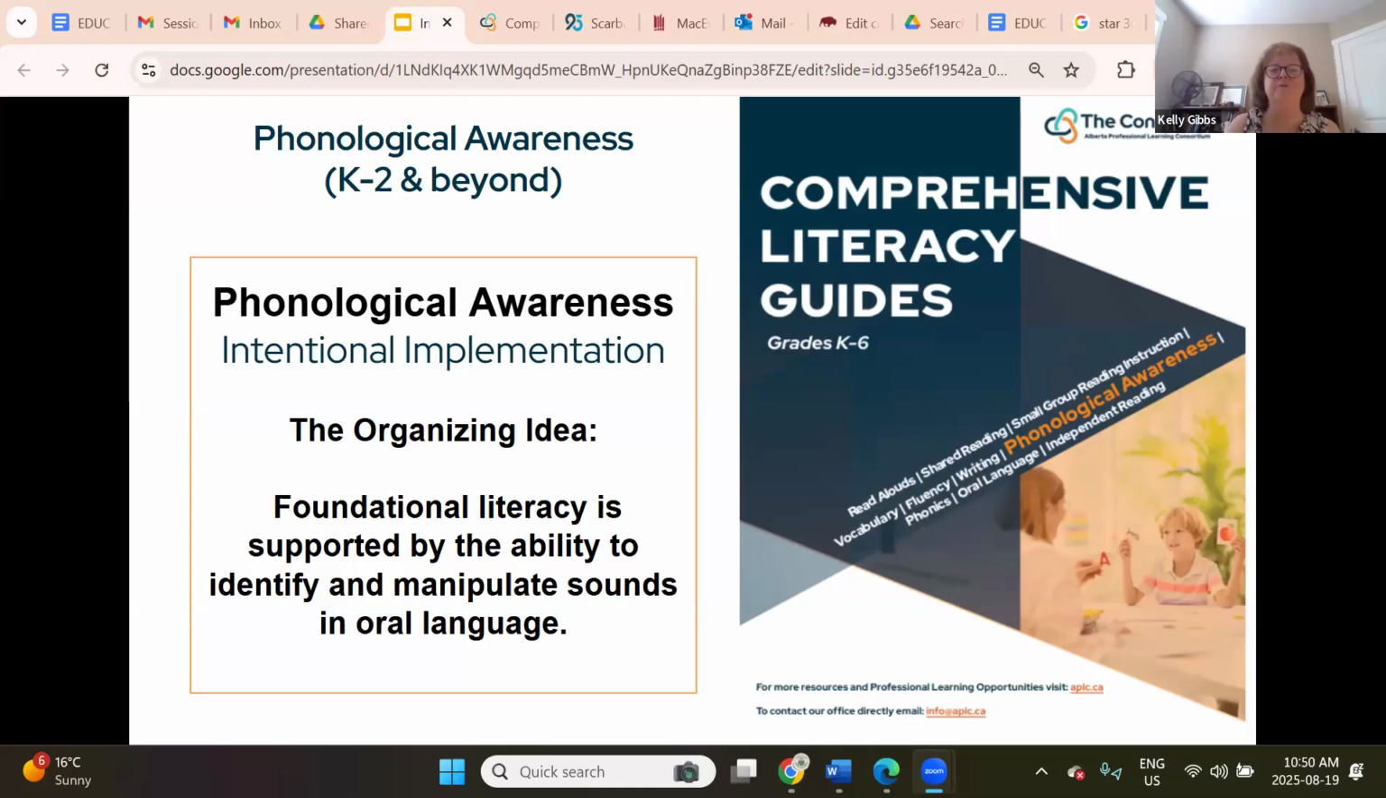So I had the opportunity to work with the phonological awareness and the phonics comprehensive literacy guides. As you'll notice here, we talk about phonological awareness directly in the curriculum, and note that it is an intentional implementation. It's not something that we just sort of do when it comes up. So foundational literacy as the organizing idea is supported by the ability to identify and manipulate sounds in oral language.